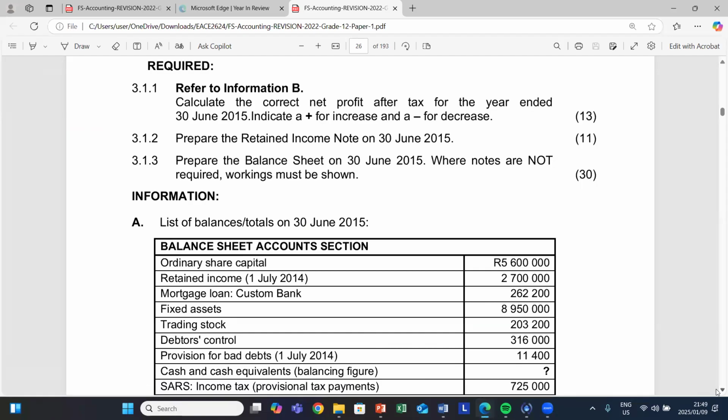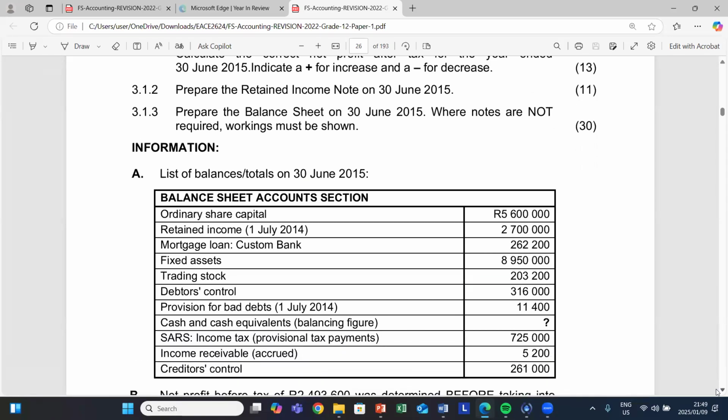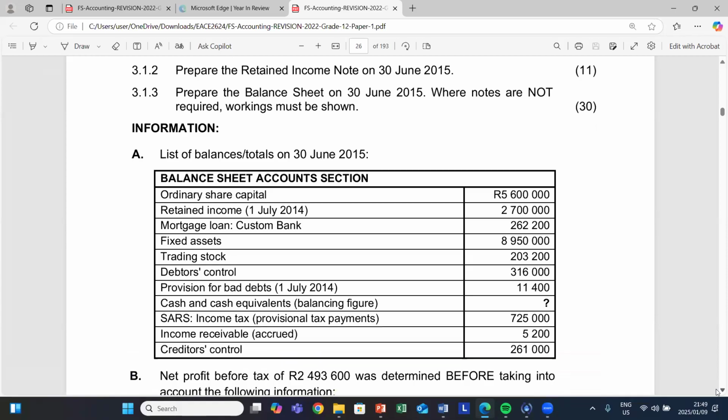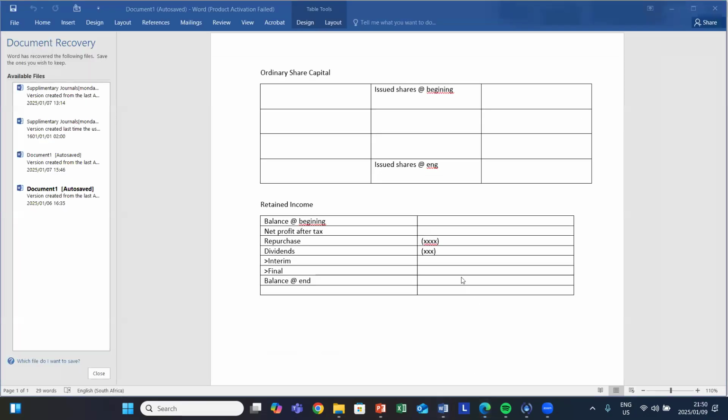So let's look at our pre-adjustment trial balance. It says that balances on the 30th of June 2015, we had 5,600,000 rand as our ordinary share capital. And then we also have our retained income on the 1st of July. Our financial statement commenced on the 1st of July, meaning our opening balance will be 2,700,000 rand for retained income. Write it as 2,700,000 rand.